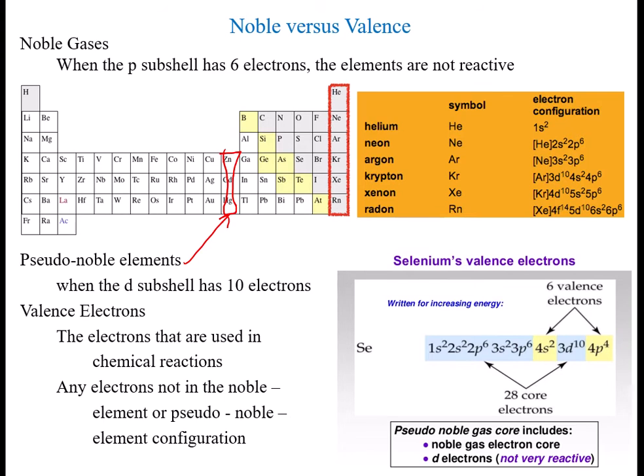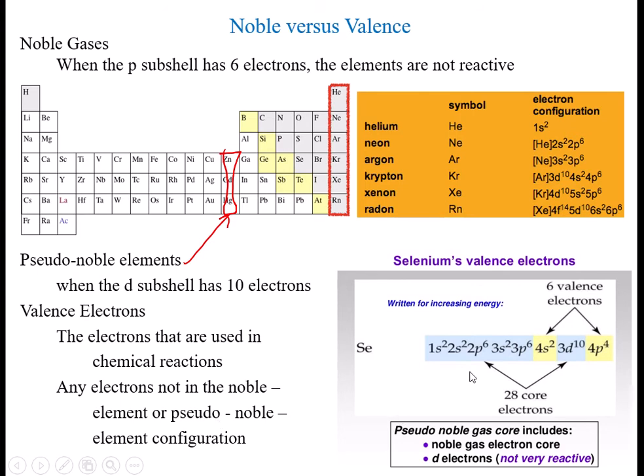Valence electrons are the electrons that are used in chemical reactions. Okay, so they're the ones that either are exchanged or are shared in a chemical bond, which are definitions we'll get to in the next chapter. Basically, it's any electron that's not in the noble gas or the pseudo-noble gas configuration.